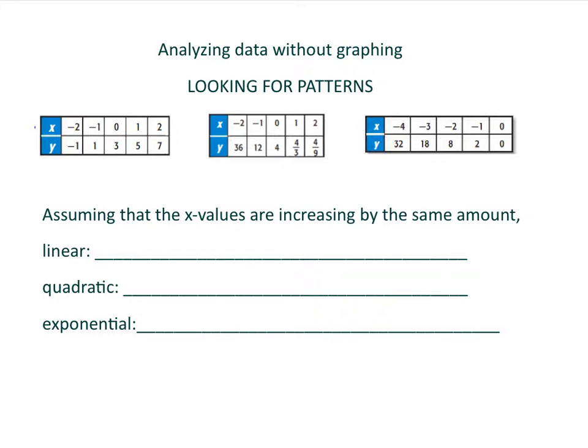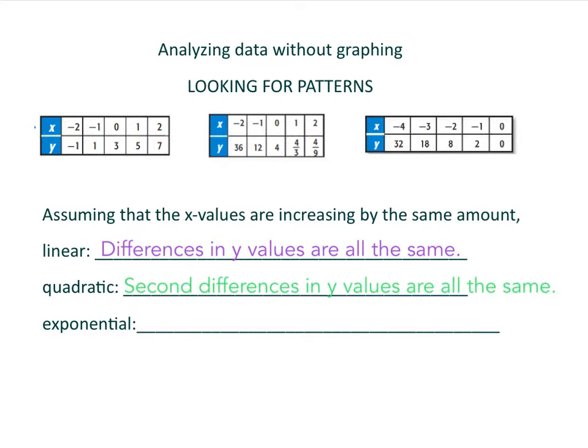So in the last example, we graphed data and determined what type of function we had. But now let's analyze data without graphing and look for specific patterns. Assuming that x values are increasing by the same amount, for a linear function, differences in y values are all the same. For a quadratic, second differences in y values are all the same. And for exponentials, ratios of successive y values are all the same. So let's take a look at our 3 tables above.